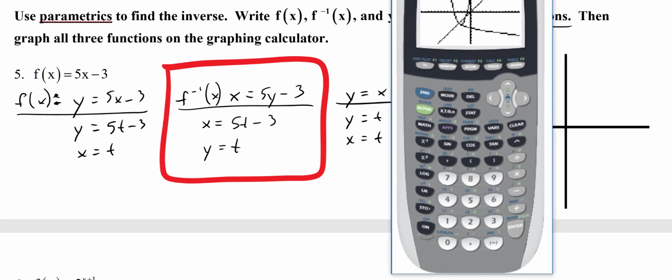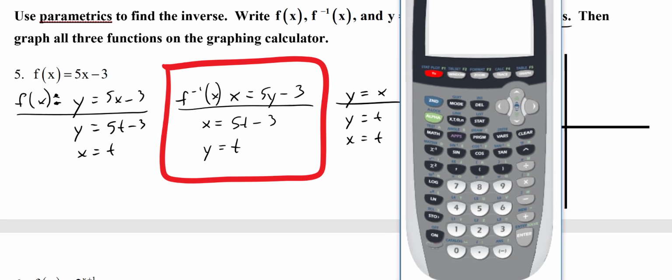Let me move this over here a little bit. Okay, so bear with me while I type this in. So it's going to be y equals, well, I have to put it in parametric mode. So I have to go to mode. Okay, so now I'm in parametric mode, which is sweet. So the first one, x equals t, y equals 5t minus 3.